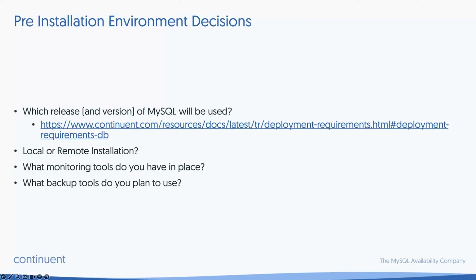Version 8.0 of Tungsten supports all releases up to and including MySQL 8.4, and all of version 7 of Tungsten supports up to and including MySQL 8.0. These may change as time goes on and as we release new patch versions, so you should always cross-check the versions supported in our documentation pages at the link shown. Are you installing against a local database or a remote database? I will talk about this more in the next slide.